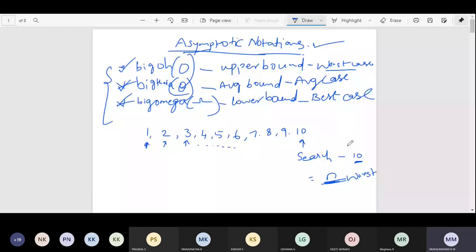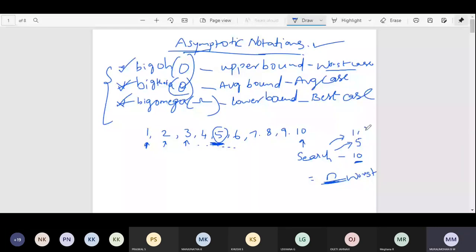Suppose the search element is 5. Then there is no need to search up to the end. Here we will find the element. Is it taking the worst time, utmost time? No. Is it taking less time? No. It is taking somewhat average time. So we will call this theta notation. To represent the time or the space with the average case, we will use the theta notation.